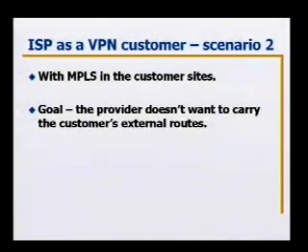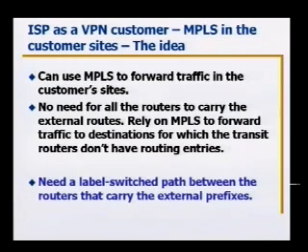So let's see how this picture changes if we have MPLS within the customer sites. And the goal is the same goal. The provider doesn't want to carry the customer's external routes. So what's the idea? The idea is we can use MPLS to forward traffic in the customer sites. So there's no need for all the routers to carry the external routes. So we can rely on MPLS to forward traffic wherever there is no IP route for this traffic. So we need a label switch path between the routers that actually carry the external prefixes.